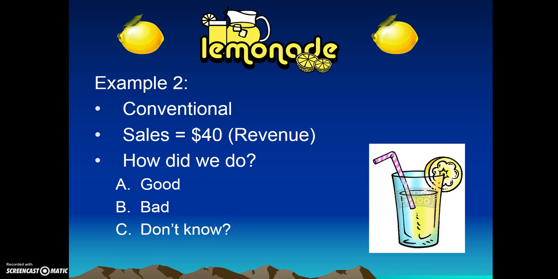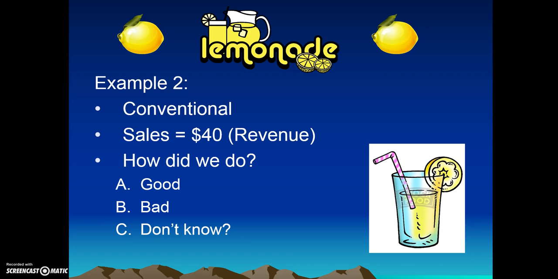So in example 2, let's say we decide to scrap the acai, scrap the organic stuff, no fancy crystal glasses, since we're going to be selling lemonade at the park. We decide to go with traditional stuff. And of course in week 2, we have sales of $40. How do we do? Of course the answer here is still don't know, because we only got half of the equation here. We'd still need to know what our expenses were.